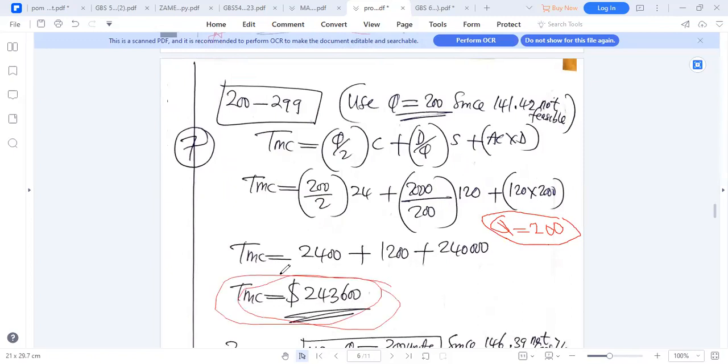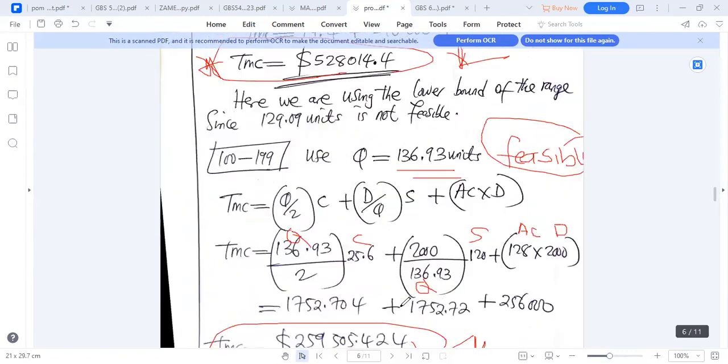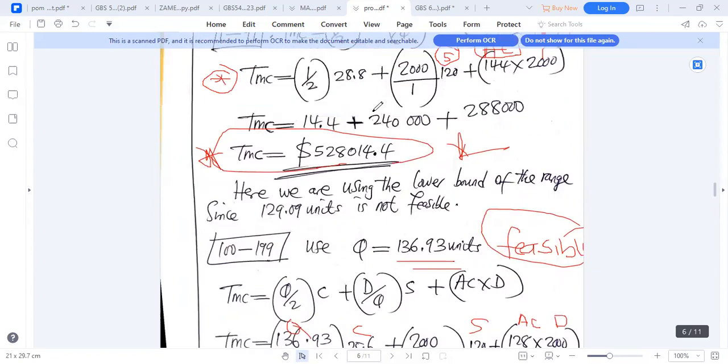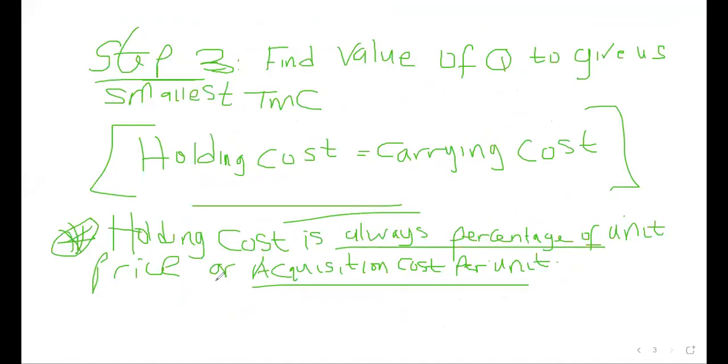So what are we simply saying? We should select in step 3: find the value that will give you the smallest possible cost. So find the value of the material cost that will give you the smallest possible total material cost.